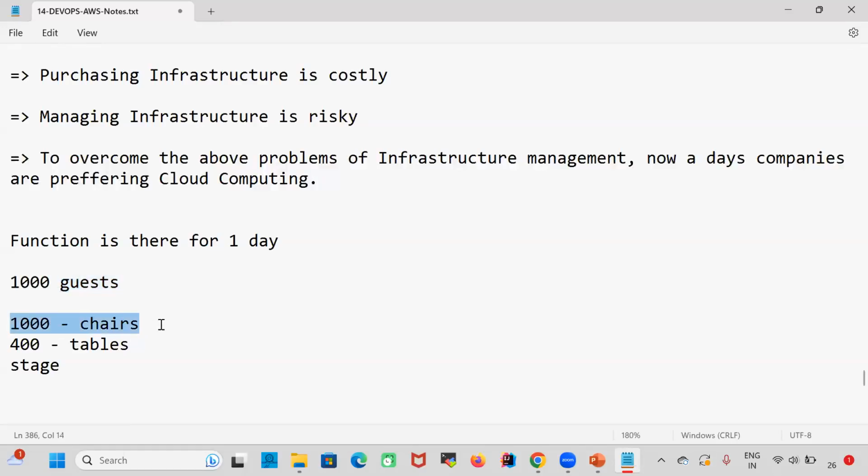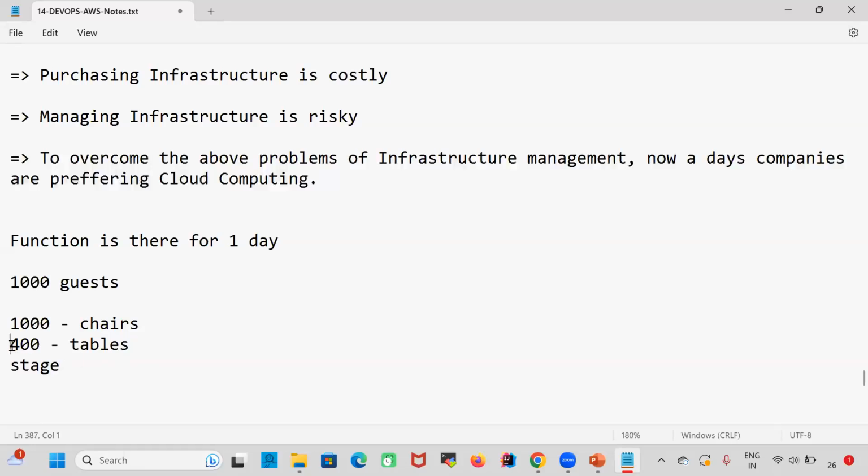For them, you need to purchase chairs. You need to purchase the tables. So just the function is there for 1 day. Just for a 1 day function, will you purchase 1,000 chairs? For your marriage, are you going to purchase 1,000 chairs? Because 1,000 guests are coming to the function.